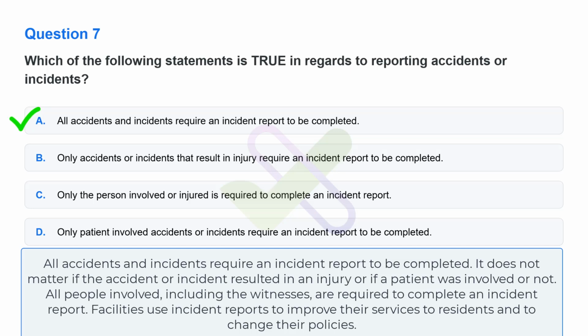Facilities use incident reports to improve their services to residents and to change their policies.